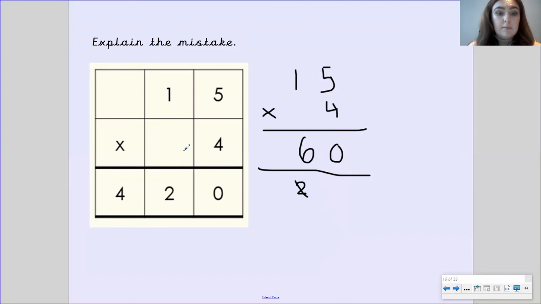So we can see that the mistake that she's made here is that when she did, or he did 4 times 10, they just put it into the hundreds column. And when they did 4 times 5, they put the 20 into the tens column straight away and didn't add them together. So well done if you got that correct.